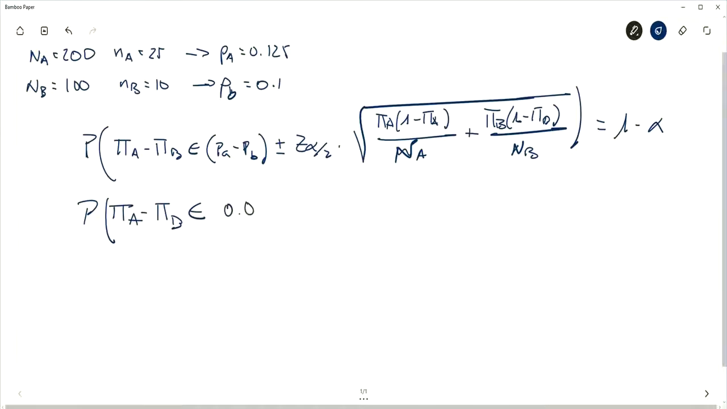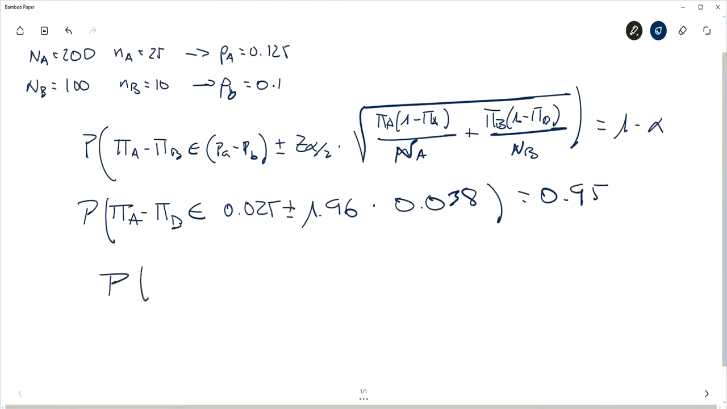If we apply this to our data, we have that the difference between proportions is equal to 0.025. The value in the normal 0,1 that leaves a left side probability of 0.025 is minus 1.96, and the standard deviation, if you substitute directly your population proportions by the sample proportions, is 0.038.